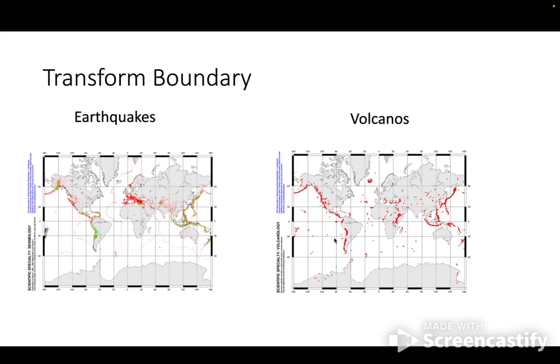Same thing kind of with volcanoes. There is some on the tip of Antarctica where the Scotia Plate kind of is, but mostly, again, it's by the Eastern Scotia Ridge where we see the most volcanic activity.